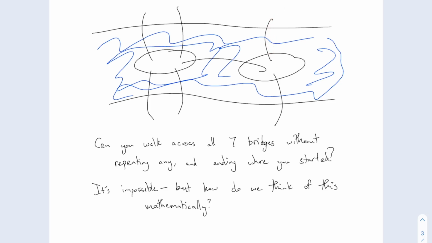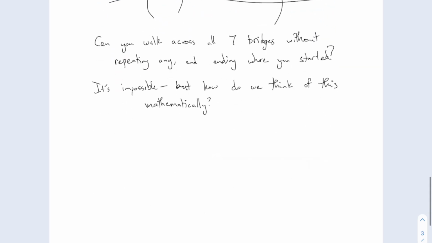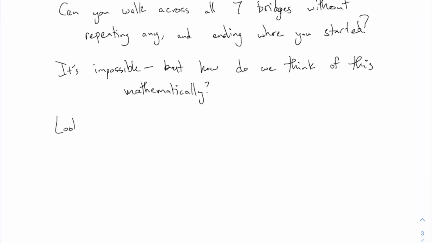All that matters is that there is a bridge connecting this island to the top, and then there are 2 bridges connecting this one to this side, right? None of the specific distances or angles matters. So how do we think of this mathematically? It looks like geometry, but it's not actually.